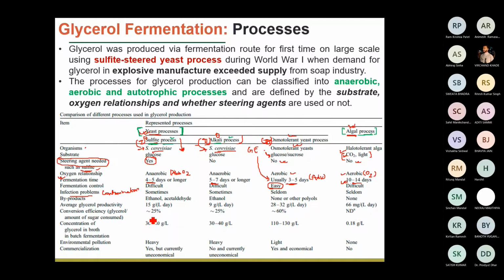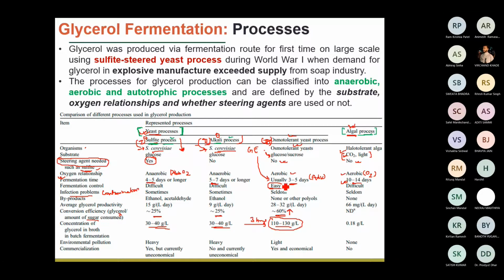If you see the conversion efficiency, through a traditional process like the sulfide and alkali, it is 25% conversion of the sugars that we use into glycerol. But if you go for the osmotolerant one, it is very high. We can see that 60% of the glucose source, or the sugars, is converted, and it has a very high concentration of glycerol, that is 110 to 130 grams per liter. If we compare it with the traditional process, which is 30 to 40 grams, you can see that there is almost a three times increase in productivity using these genetically engineered organisms.